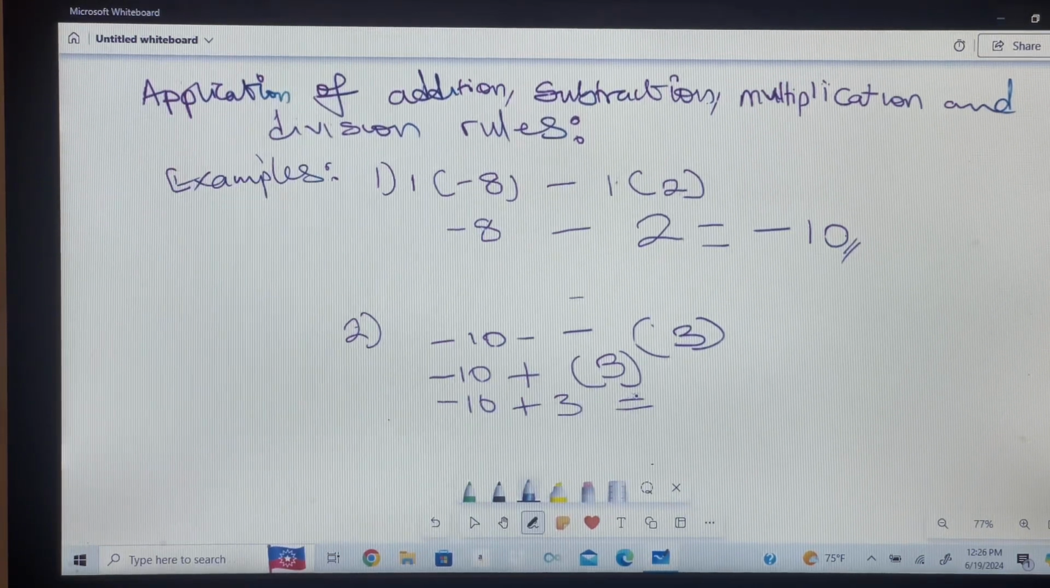Now we're going to use the addition and subtraction rule 2, which is when you have two numbers with different signs. What do you do? You keep the sign of the larger number. What's the sign of the larger number here? Negative. Then you take the smaller number from the larger number, which is 10 minus 3, which is 7. So the answer is negative 7.